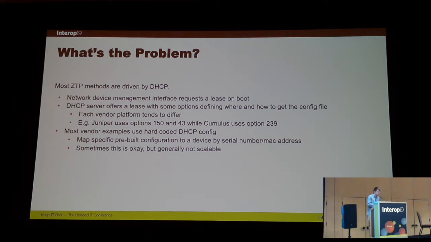So most vendor examples use hard-coded DHCP config. If you go to Juniper's website and you look at their ZTP solution, they're going to show you this DHCP config that you throw in DHCP. And it's going to be hard-coded, so each device is going to be mapped directly to a pre-generated config in their example. They just take the MAC address of the management interface and tie that in the config directly to the pre-generated config that it's going to go and pull from some source.